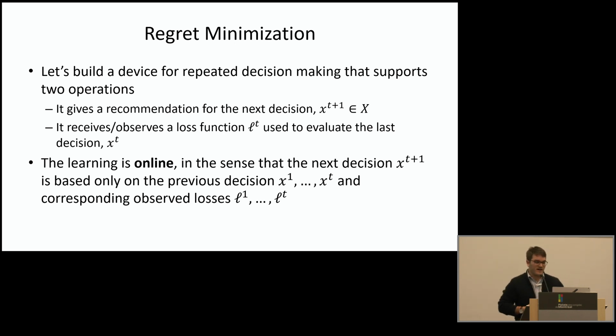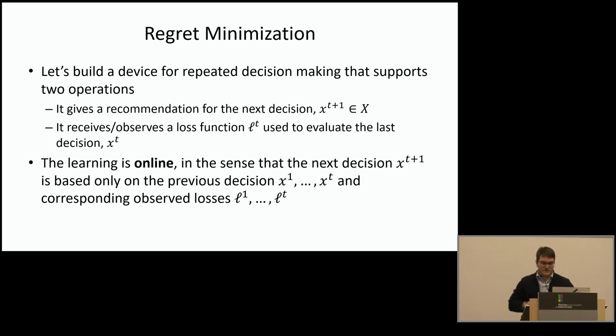First, this device is able to output a recommendation as to what should happen next. So we have a recommendation sampled from a set X, which is the universe set of recommendations. And the second thing that this device can do is it can receive and observe a loss function, and this loss function is used to evaluate the last decision that was output by the regret minimizer and by this device.